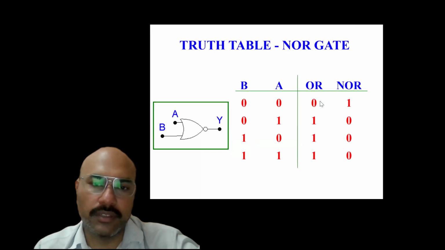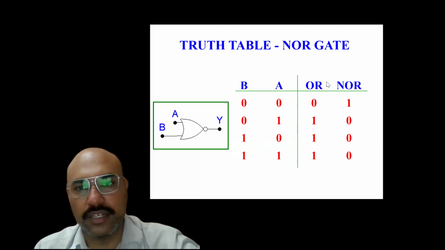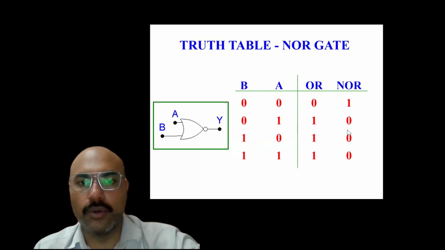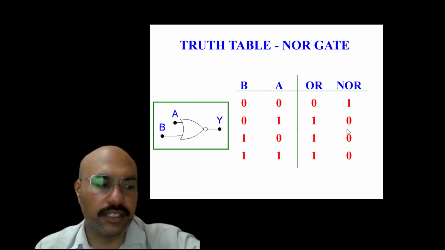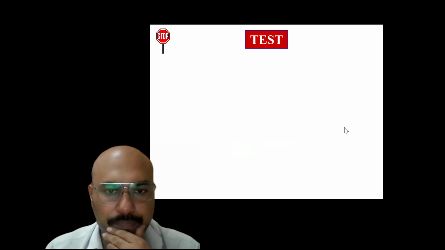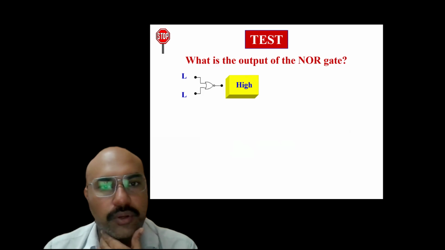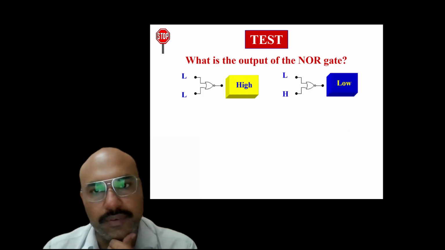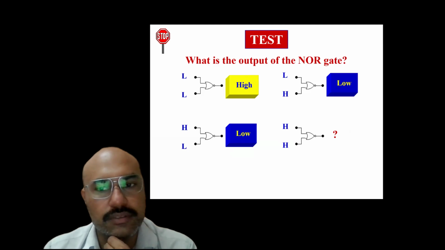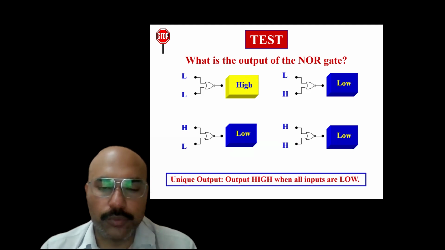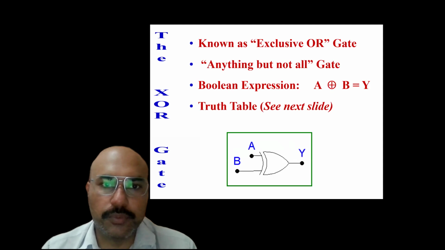In the OR gate, you were getting high when any or all of the inputs were high. So in the NOR gate you will get the opposite output of that. If both the inputs are low, only then will you get the high output. Otherwise, your output will be low. So I hope it is clear to you. You can test: if both the inputs are low, then only your output is high. Otherwise, in all the cases, your output is low. So the output is high when all the inputs are low. This is the unique output here.